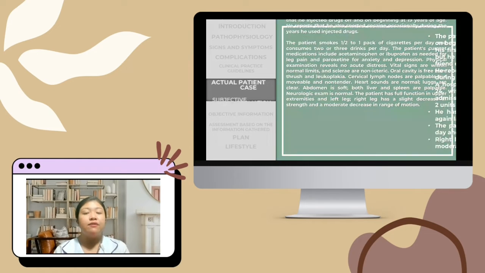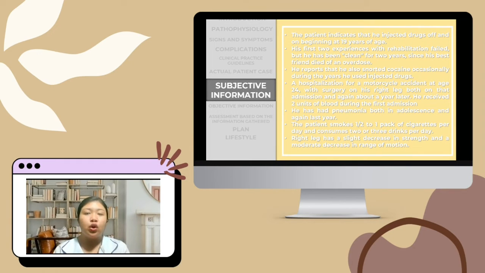Next is for the subjective information. So yung ibang parts dito is presented doon sa nakita naming case presentation or sa case ni patient. However, hindi ko siya in-include doon sa actual patient case kasi parang sinummarize ko lang yung actual patient case niya. So in here, sa subjective information, it starts with the patient indicates that he injected drugs off and on beginning at 19 years of age.